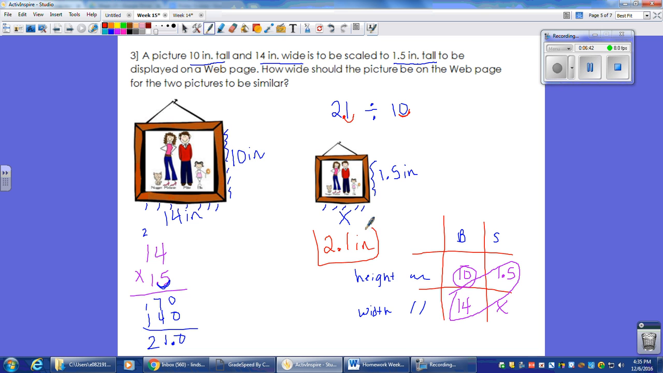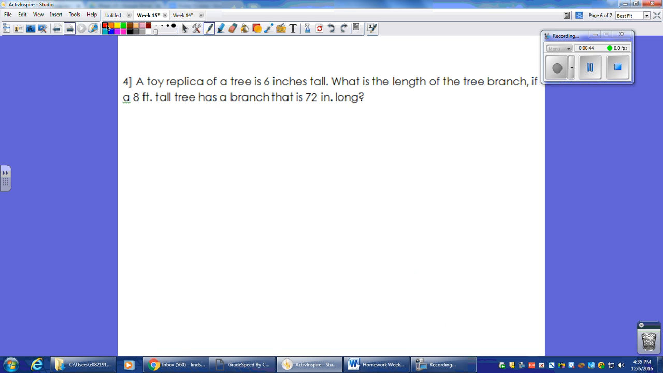And the final one. So it says a toy replica of a tree is 6 inches tall. What is the length of the tree branch if an 8-foot tall tree has a branch that is 72 inches long? So when we look at this, we can draw a picture. The one thing I am going to say is we're talking about how tall this tree is, and they need to be talking about the same units.